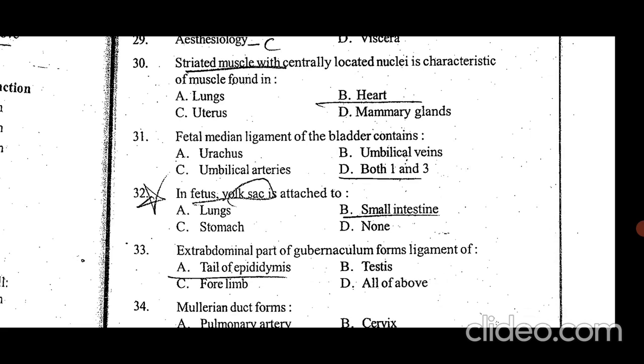In the fetus, the yolk sac is attached to the small intestine, and this regressed part can also be pointed out on postmortem examination of the bird. So the small intestine has the attachment with the yolk sac.